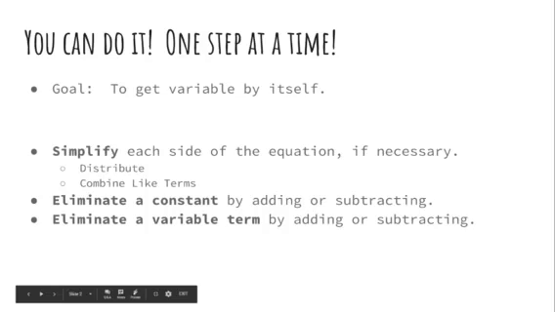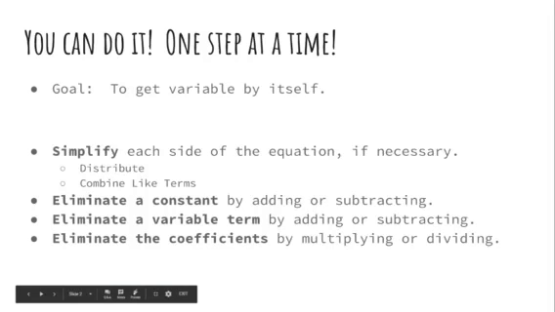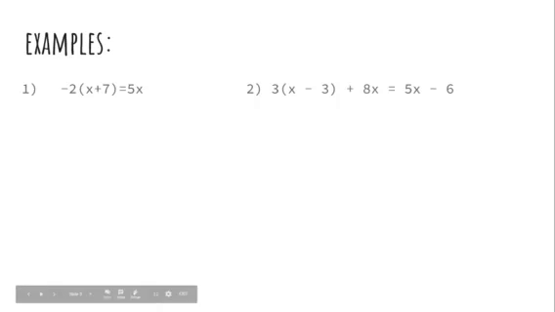Next, you're going to eliminate a variable term by adding or subtracting. Ideally, then, you're going to have your variables on one side of the equation and your number on the other. You're going to then eliminate the coefficients, that number in front of the variable, by multiplying or dividing. This should give you the solution to the equation. Once you have the solution, you're going to check your answer by plugging in. Let's look at some examples.